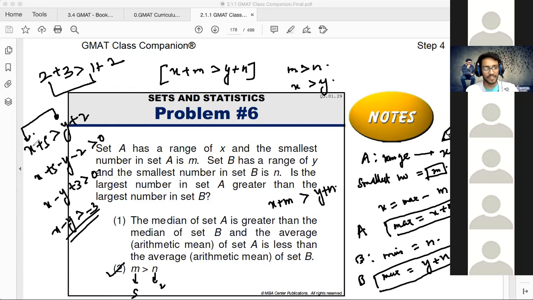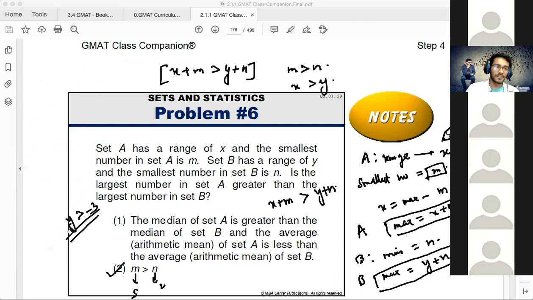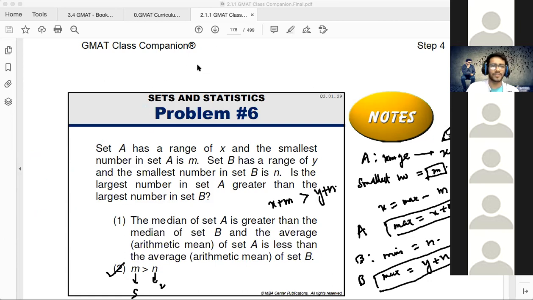Now what does it say? Question number 1. The median of set A is greater than the median of set B, and the average arithmetic mean of set A is less than the average arithmetic mean of set B. Calculate this. Calculate and tell me. You can take the values also.